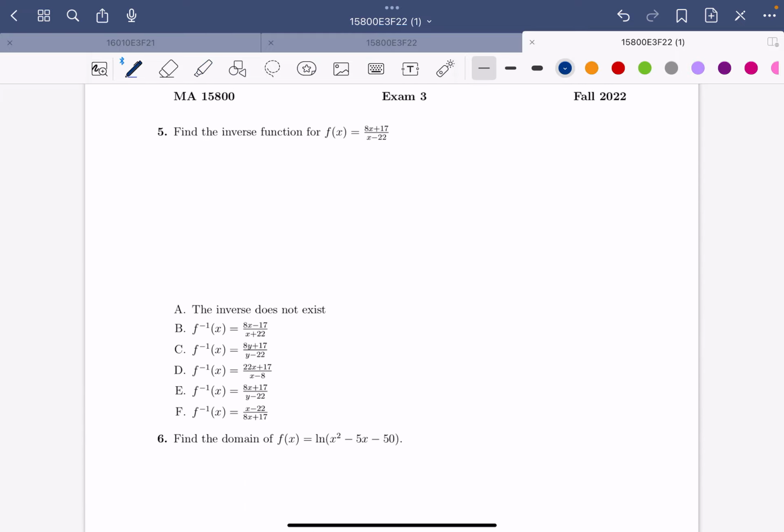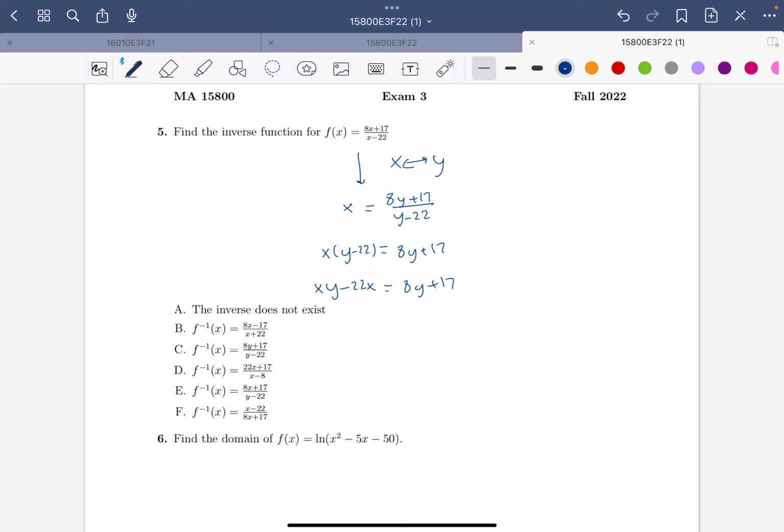Number 5. Find the inverse function for f of x equals 8x plus 17 over x minus 22. So when we find inverse functions, we want to basically switch x and y. So let's go ahead and do that when we plug into this equation. So we would get x equals 8y plus 17 over y minus 22. I'm going to go ahead and move the y minus 22 to the other side. So x times y minus 22 equals 8y plus 17. Now I'm going to distribute. So that gets xy minus 22x equals 8y plus 17.